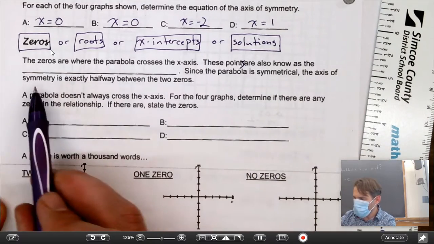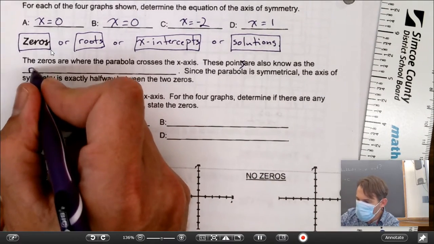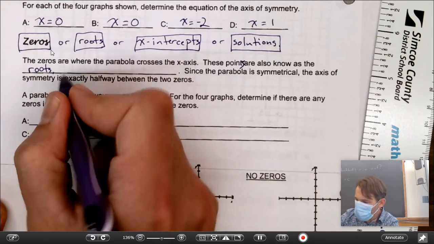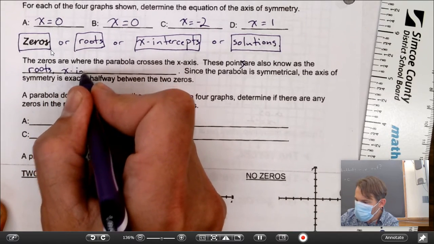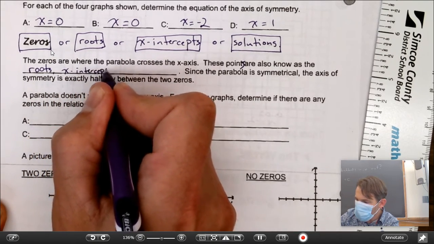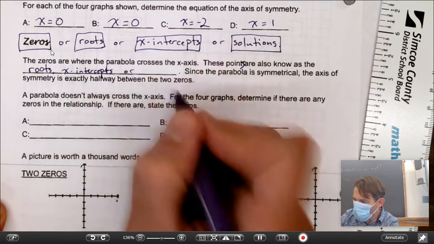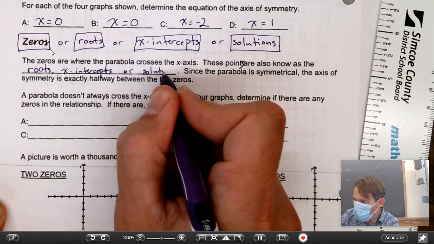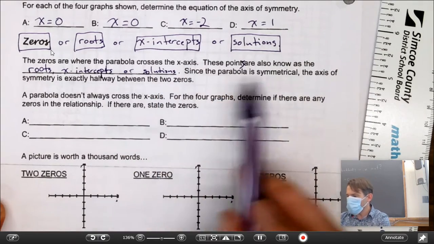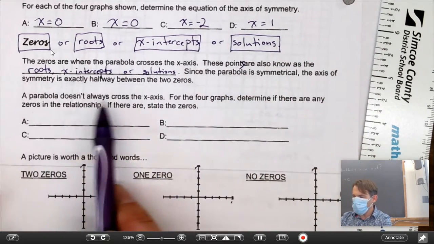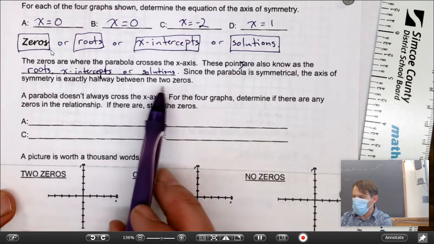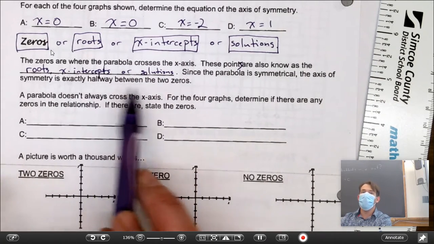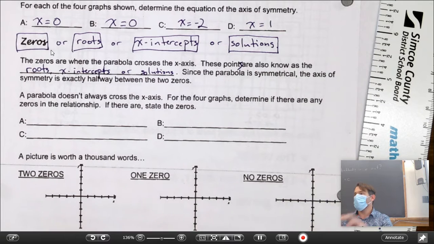These points are also known as the roots, x-intercepts, or solutions. Since the parabola is symmetrical, the axis of symmetry is exactly halfway between the two zeros. This is going to be very useful. If you can find the places where the parabola equals 0, then you can find the optimum just by taking the average of those 2 points and then calculating for x.